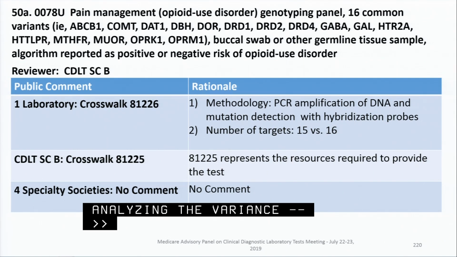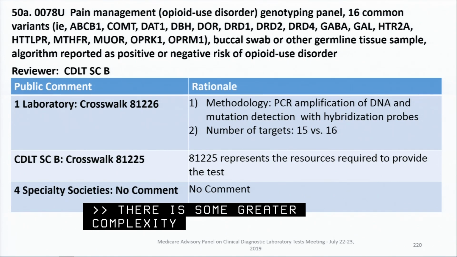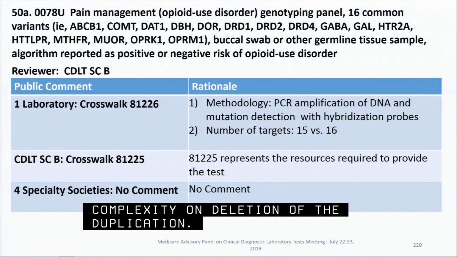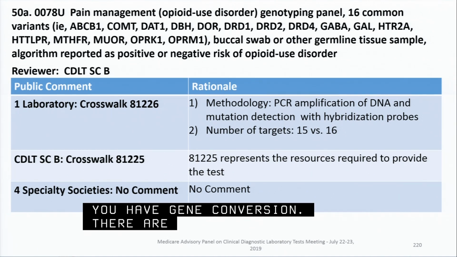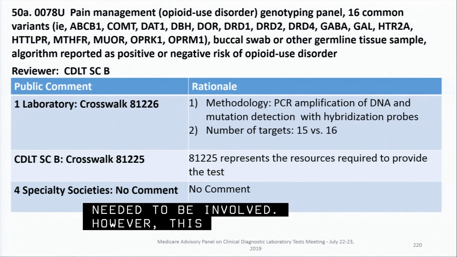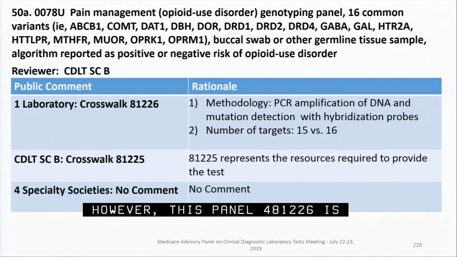There is some greater complexity for 2D6 on either the deletion or the duplication. There's other complexities because you have a pseudogene or a gene conversion, so there's other things that need to be involved. However, this panel for 81226, it's not getting into the gene conversions, which become really complicated. Obviously, you need to design around the pseudogenes, so there's a little bit of extra complexity. Once those are designed, it's pretty straightforward, though.